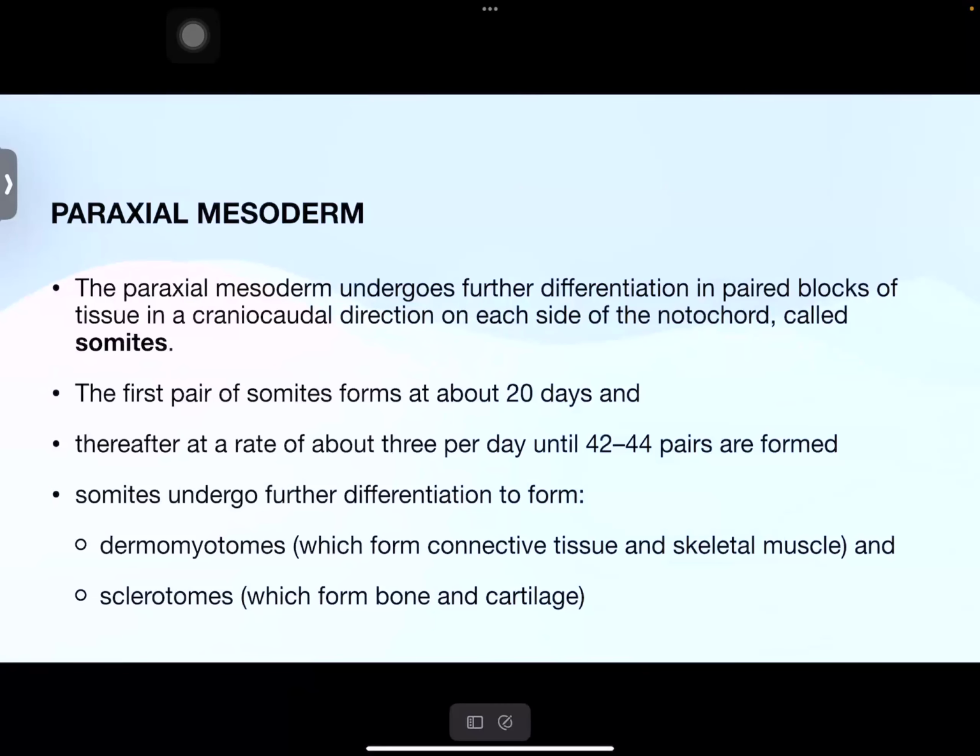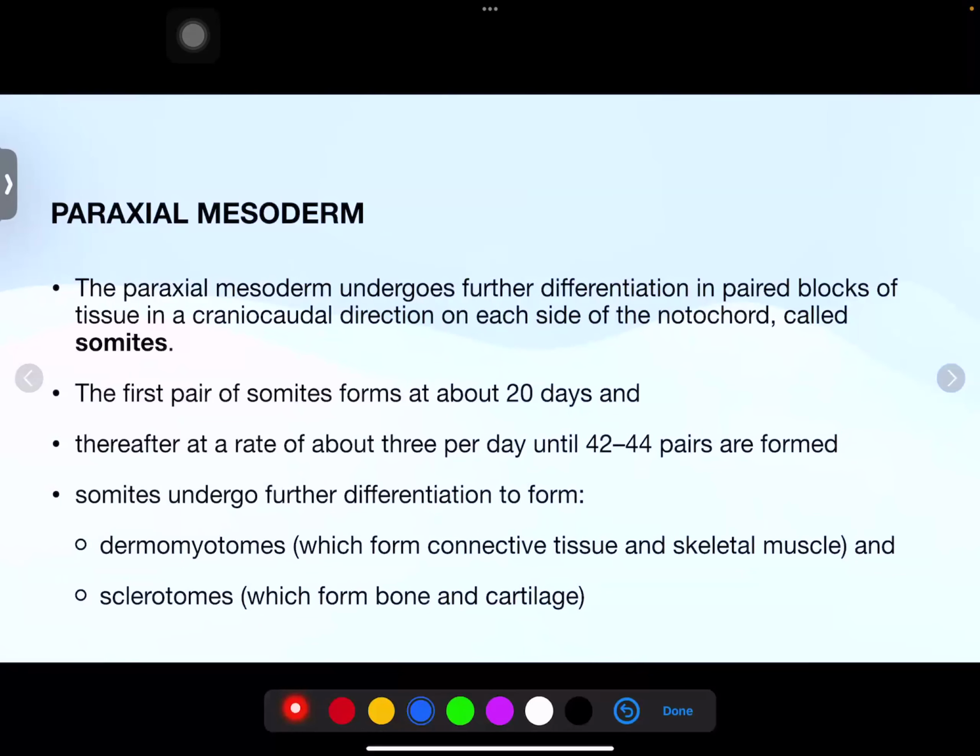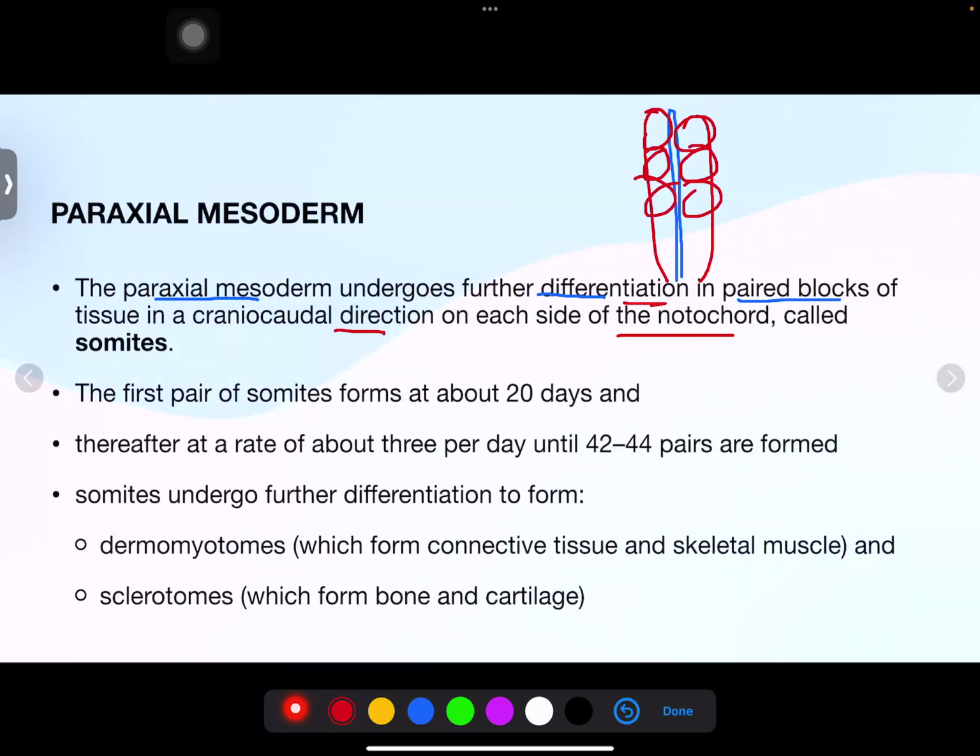Now, how does the paraxial mesoderm develop? The paraxial mesoderm undergoes differentiation in paired blocks. Like this was the axis, and this paraxial mesoderm differentiates in paired blocks like this, in the caudal direction on each side of the notochord. The paraxial mesoderm develops into somites. It is a very, very important exam question.